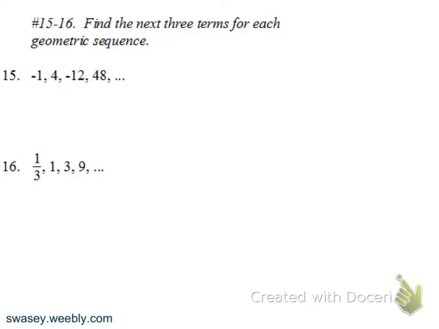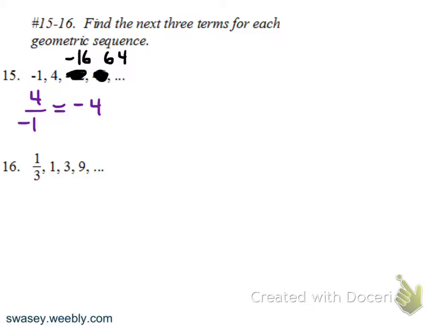Find the next three terms of the geometric sequence. So figure out what your common ratio is by putting the second divided by the first. We get -4. Alright, now this is a geometric sequence. Sorry, I had the wrong sequence up there. 4 divided by -1 is -4. So that's our common ratio.